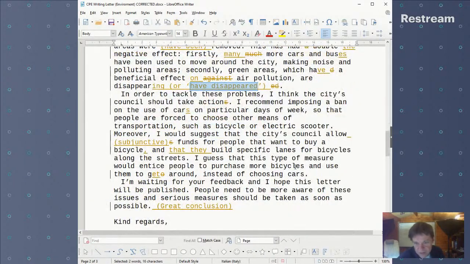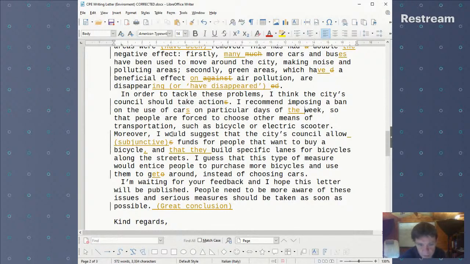So in order to tackle these problems, I think the city's council should take action. Yeah, to take action is a verb phrase. It's fixed, and it means, you know, to do something about a problem. So take action and not take actions. It's just a collocation. I recommend imposing a ban on the use of cars on particular days of the week. I should put a that in there, sorry guys.